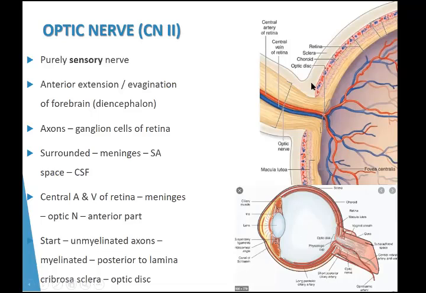यहाँ तक ये जो axons हैं, they are non-myelinated, ठीक है? Then when it goes out of the sclera, they become myelinated. ये यहाँ once it comes out of the sclera, after piercing the sclera, these axons of the optic nerve, they become myelinated.